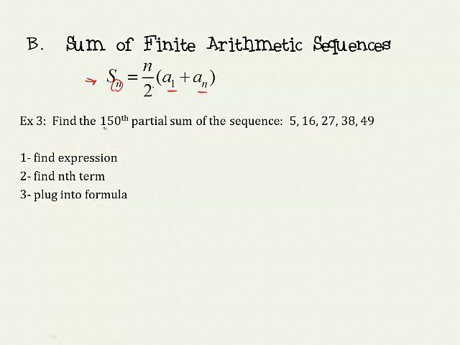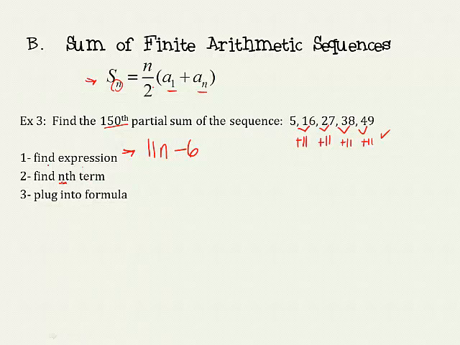Here's the problem. Find the 150th partial sum of the sequence. All right, here's my sequence. I need to know what the 150th is. Well, I don't really want to count that out. How do I handle this? Well, the first thing I need to do is find the expression. So I begin to look, what's the common difference here? From 5 to 16, I needed to add 11. Adding 11, adding 11, adding 11. So 11 is my common difference. So I know my equation is 11n. Well, 11 times 1 gives me 11, not 5. So 11 minus what gives me 5? Well, minus 6. So there's my expression.